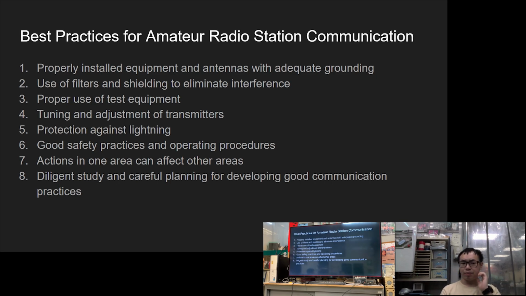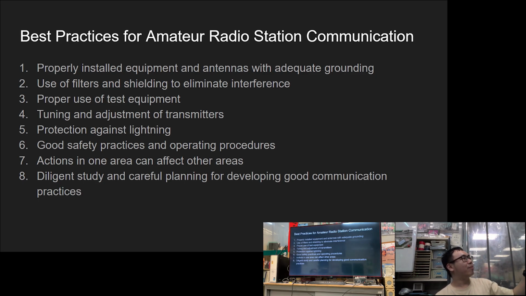I think this part only consists of less than 10 questions in your exam, but you have to know the details if you go to the practical. So it's less painful. You don't have to memorize all the stuff. Best practice for radio station communications: properly install equipment and antennas, and use adequate grounding.